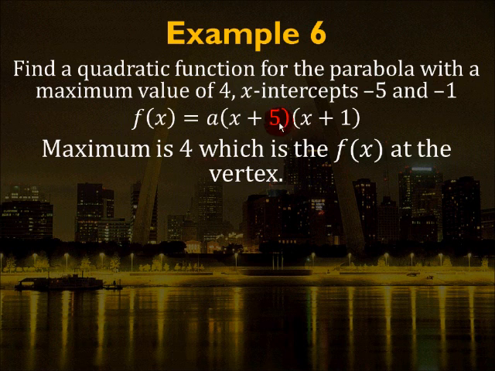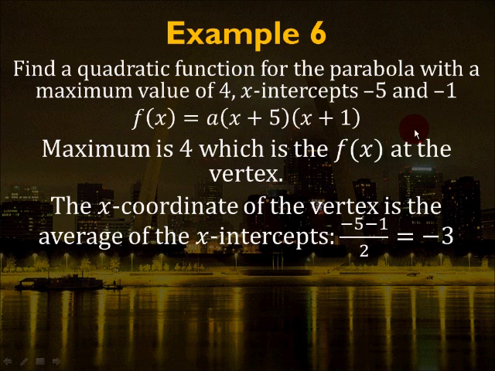So how do we find out what x is at the f of x, where the maximum is 4? Well, you take the average of the two x-intercepts, -5 and -1, because the vertex has to be exactly halfway in between those two intercepts. So you take the average, and you get the x-coordinate of the vertex is -3. So we have the vertex -3, 4.